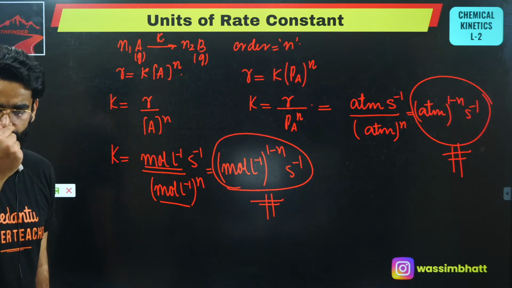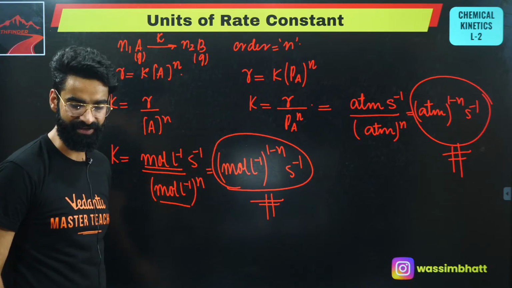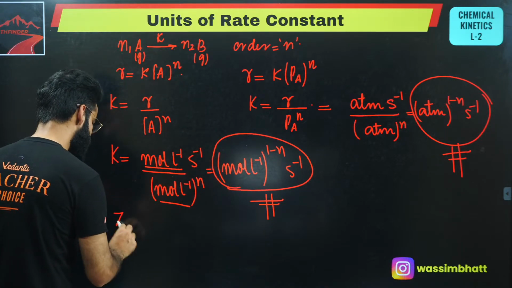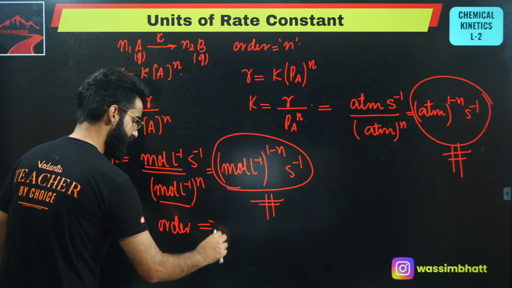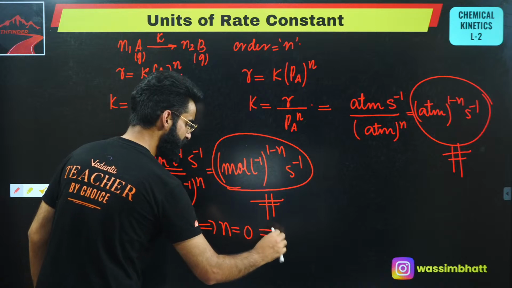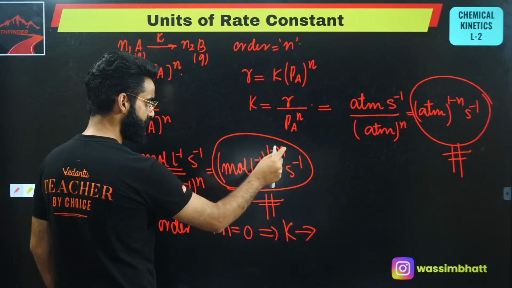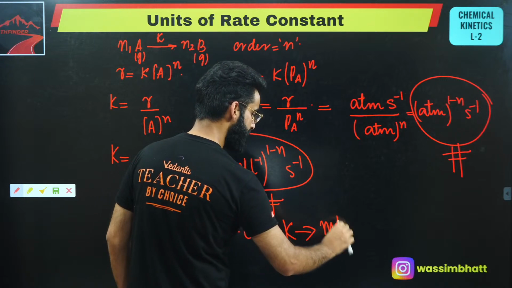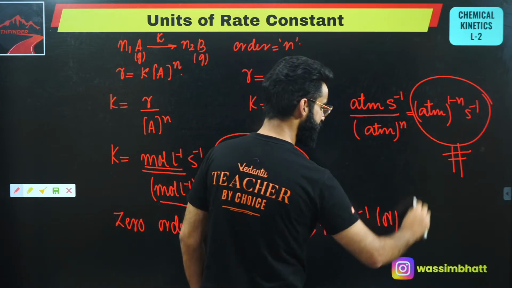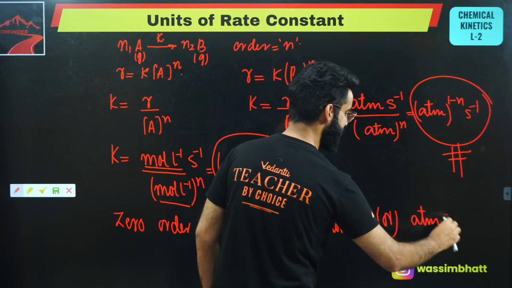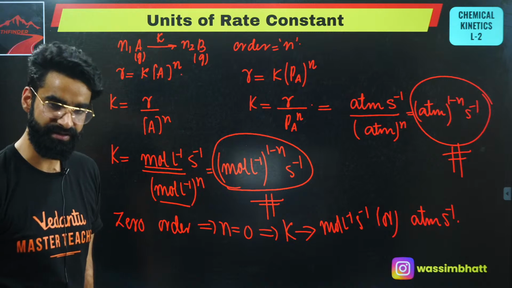Now, depending on whether you have a zero order or first order reaction, and so on, you can put the value of n and get the units of the rate constant. For example, let's assume I've got a zero order reaction. Zero order reaction means n value is 0. If n value is 0, then the rate constant will have the units moles liter inverse second inverse, or in terms of pressure, atm second inverse. As simple as that, right? These are the units of rate constant for a zero order reaction.